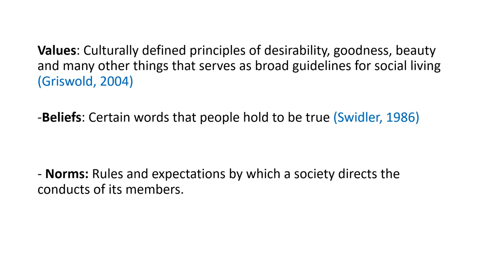Next, there are norms: rules and expectations by which a society directs the conduct of its members, especially the younger generations, or maybe the adult generation. What do we expect of the members of our society? They must observe and act according to those expectations, and they must not violate those expectations, or the set rules of our norms, traditions and culture.